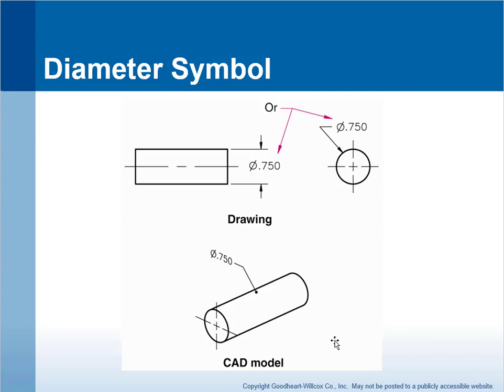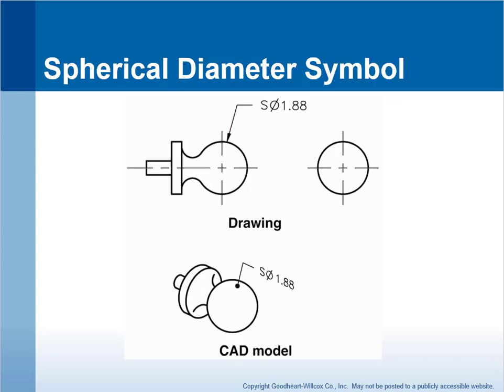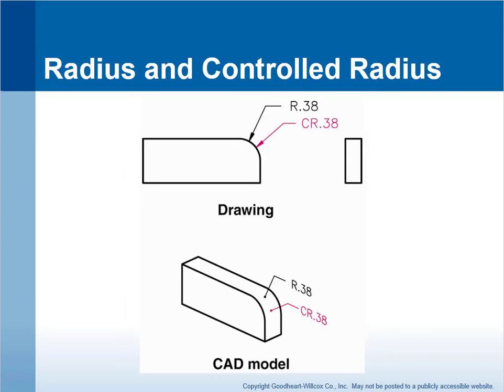In some cases, some companies like to dimension CAD models, and here's how that dimensioning would appear on a CAD model. Here's the symbol for a spherical diameter, like a ball hitch. Okay, and so what that means is a spherical diameter all over, kind of like a hitch ball, like I said. So the next one I want to talk about is the radius and controlled radius. Again, the symbol R appears before the dimension. Okay, this would be how it appears on a drawing, and this would be how it appears in a CAD model.